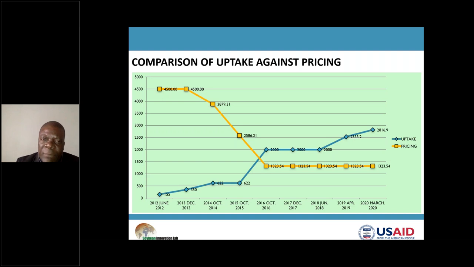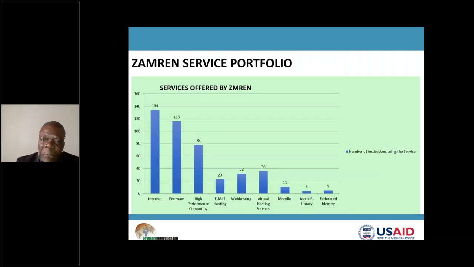Next slide, please. So we see that in our case, we're providing more capacity, and we are in all the 10 provinces of Zambia. We offer distinguishable services to our member institutions. We call them member institutions, these are not our clients. In terms of service portfolio, we've got internet at 134, then we've got EduRoam. EduRoam is doing very fine. In all the provinces of Zambia, you go there, you find that we've deployed EduRoam.